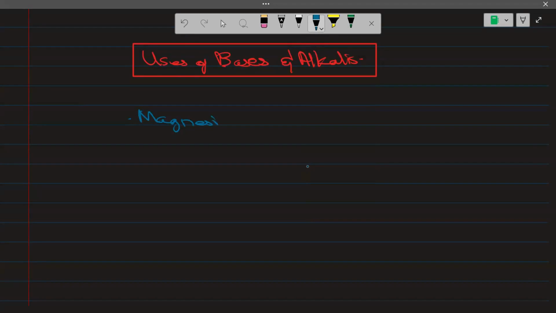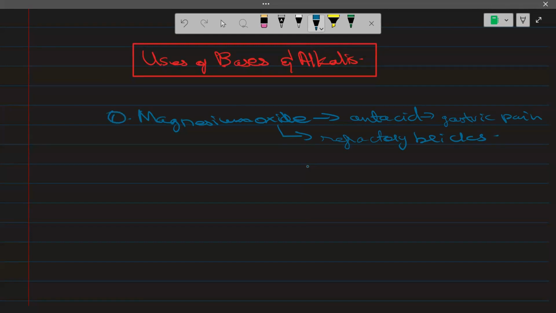We use magnesium oxide as an antacid, and antacid means those pills which we use for relieving gastric pain. We also use it for making refractory bricks. This is the first use of a base or alkali.